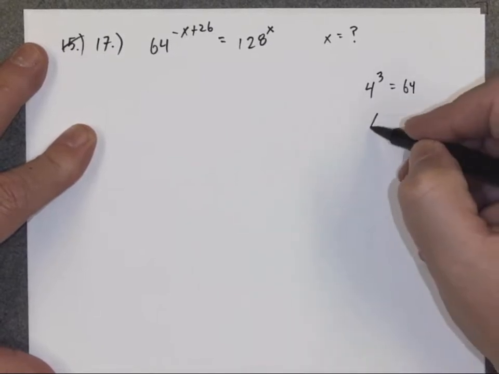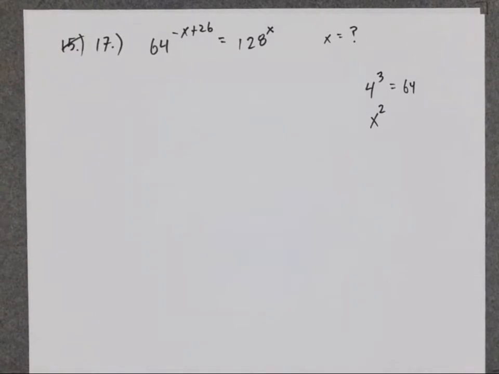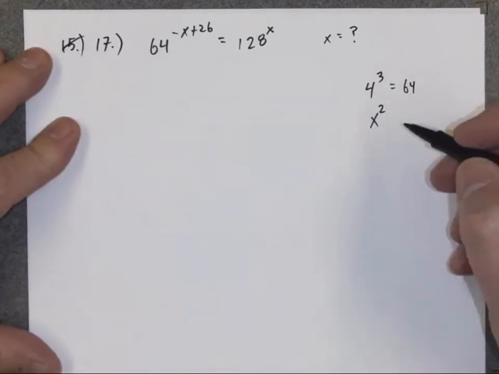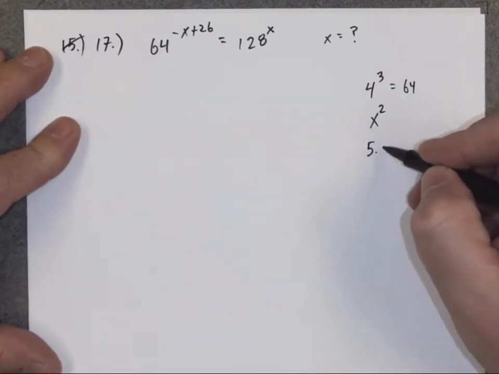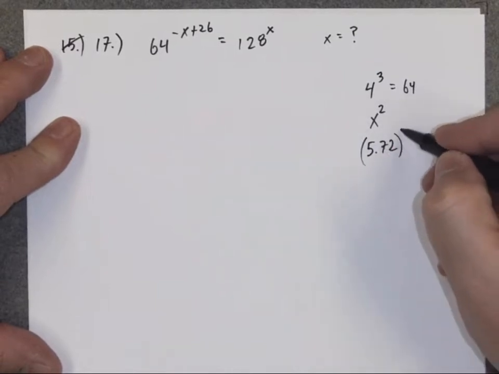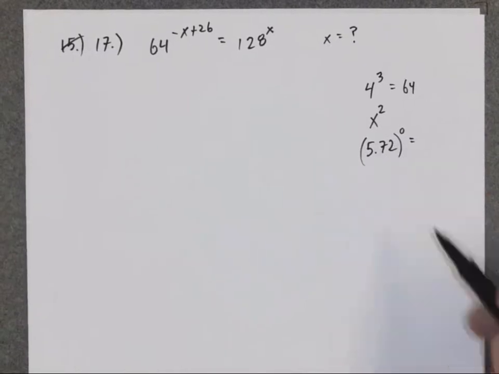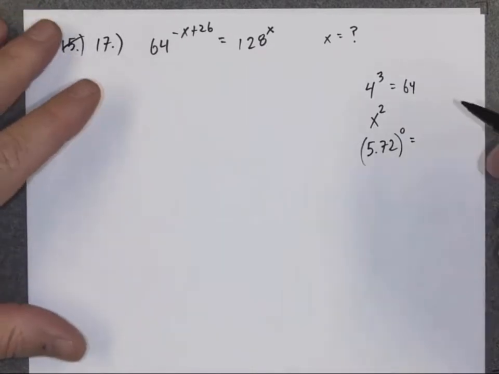Of course, we also have variables. x, the exponent's 2. We already talked about that. Here's something interesting. How about I take a decimal, but I raise it to the 0 power? Sort of a trick question. You don't need your calculator for this because anything raised to the 0 power is always 1.